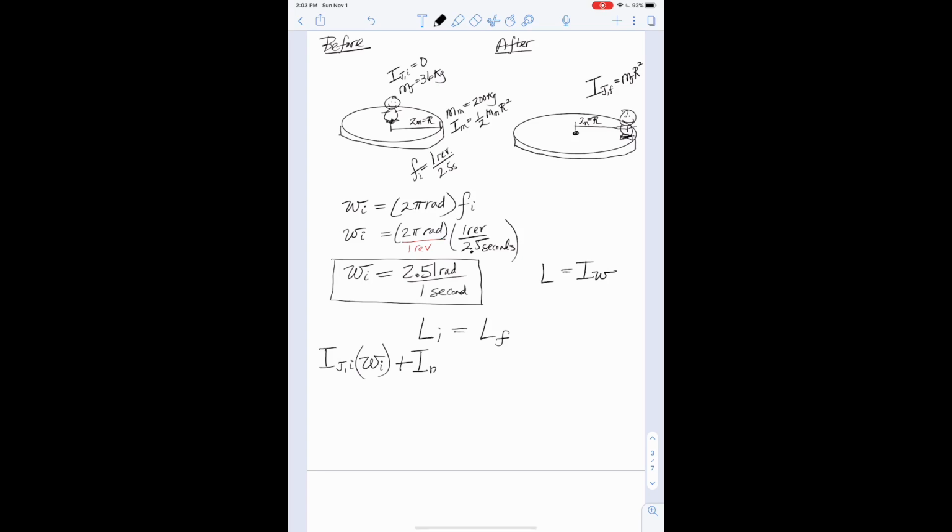We have plus I m initial. I guess I don't have to write initial here either, because the merry-go-round's moment of inertia isn't going to change, times omega I equals I Joey final times omega F plus I merry-go-round times omega F. Okay, so something like that. And now we can go ahead and add in those values.